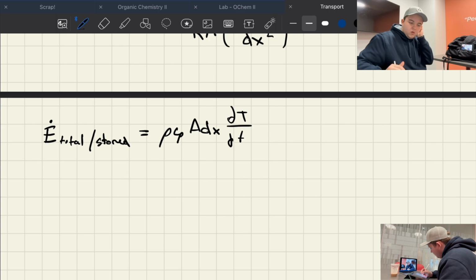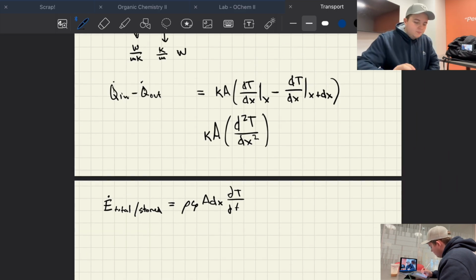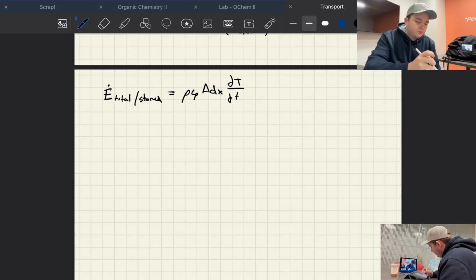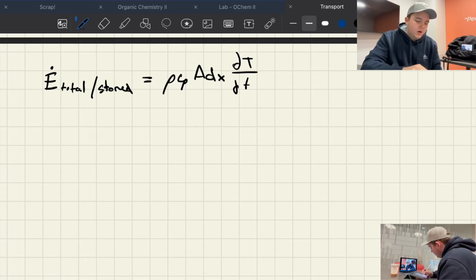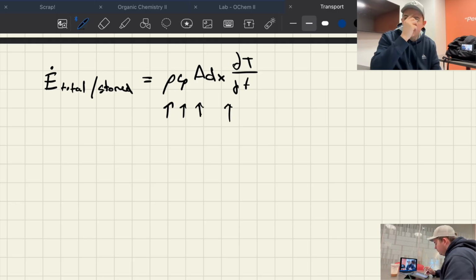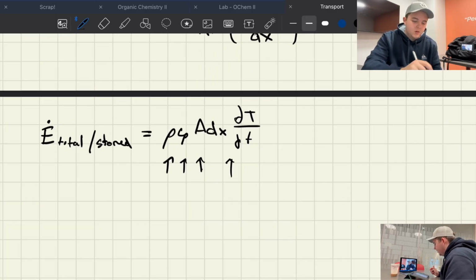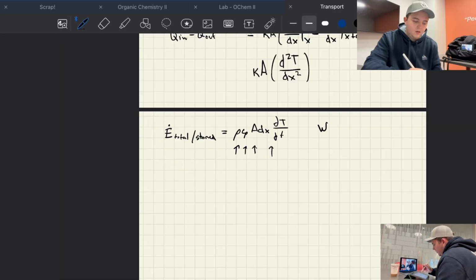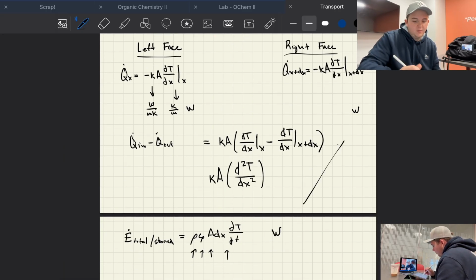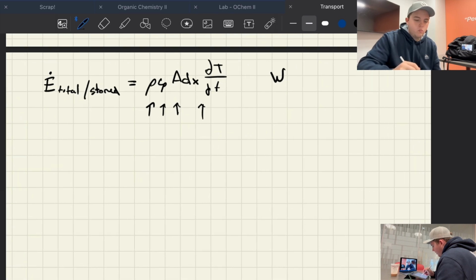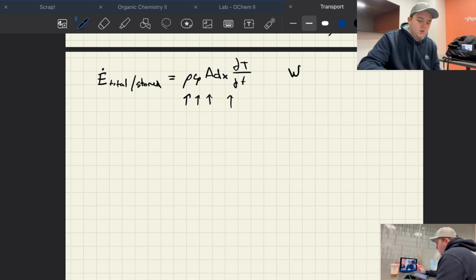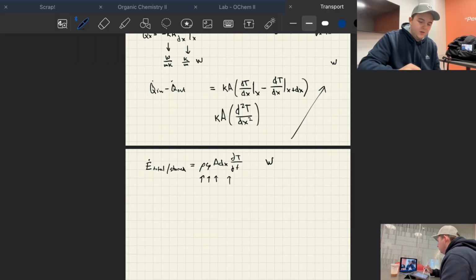Cool. Okay, so now that we have in and out and we do not have generation, all we need now is our total or stored energy, or heat in this case. So I wrote this down. We have our density, our heat capacity, area or volume, and this is just going to be our rate of change based on time. And then these units will also simplify down to just watts, which will match up here with this watt. So yes, now we just have to totally simplify everything.